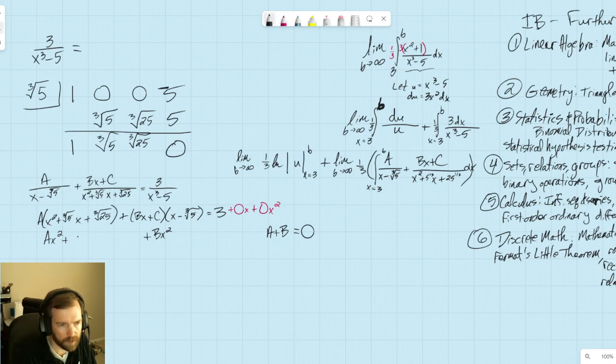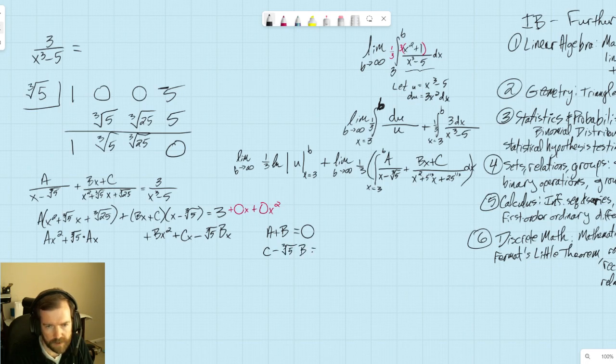Then here we've got a plus cube root of 5 times ax, and over here we've got now the singles. So this is going to be cx, not cb. cx plus minus a cube root of 5bx. So this is going to say that our linear factors are also going to be 0. So c minus cube root of 5b is equal to 0.